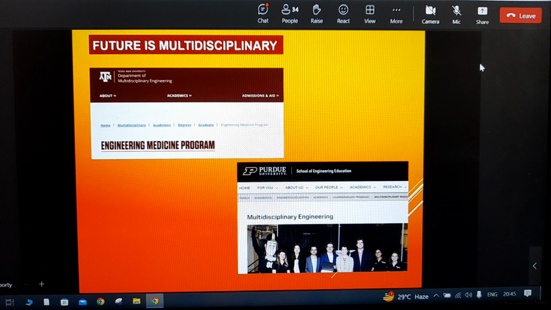Texas A&M is a very renowned university in engineering. Purdue is the same. They are actually running multidisciplinary programs. This Texas A&M engineering medicine program, I know the person. He stays close to our house, and he's spearheading this program. Believe it or not, they are teaching MD doctors an engineering program.